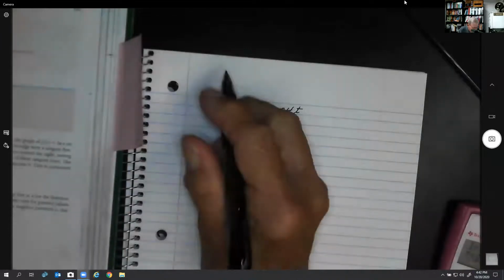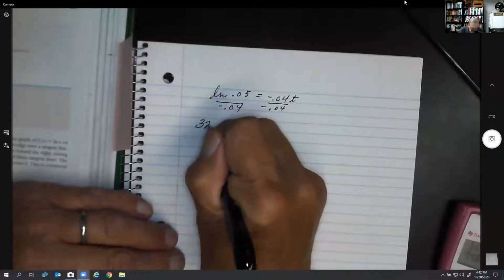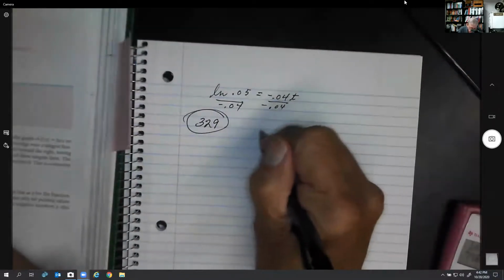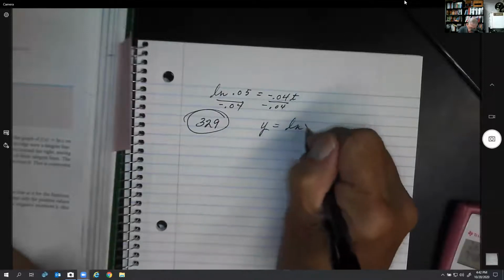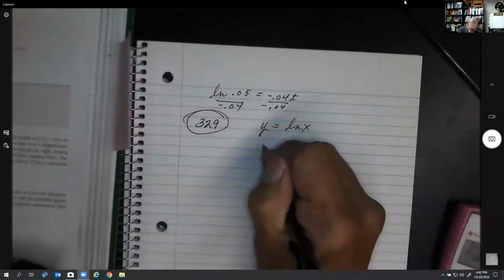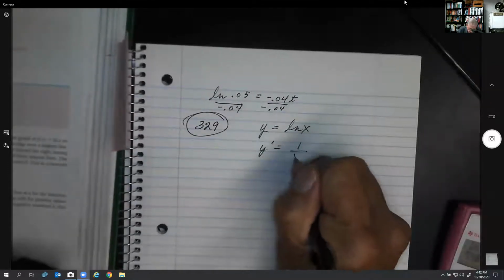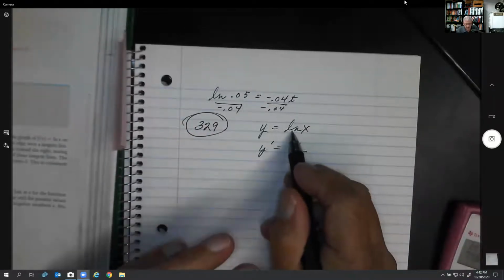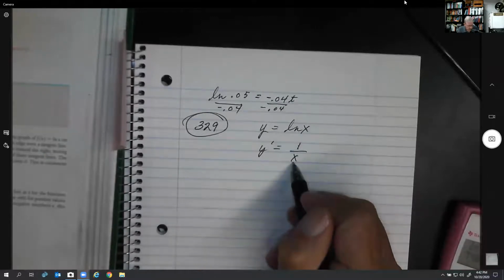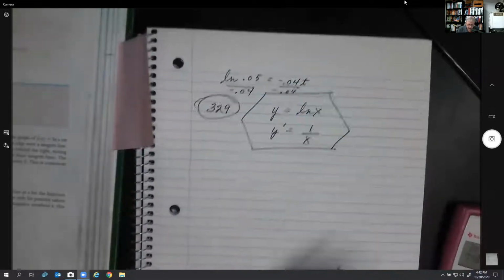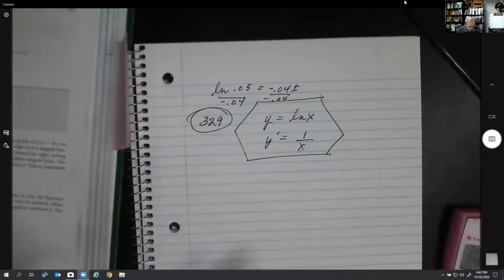Okay, what we're more concerned with is this little theorem on page 329. This is actually a biggie theorem. If y equals ln x, y is a natural log of something, then y prime is 1 over x. It has its own unique derivative. The derivative of the natural log of x is 1 over x. And this is what we're going to work with mostly here. That's the important concept. So let's try some of those.